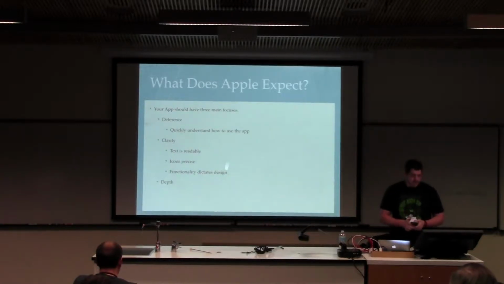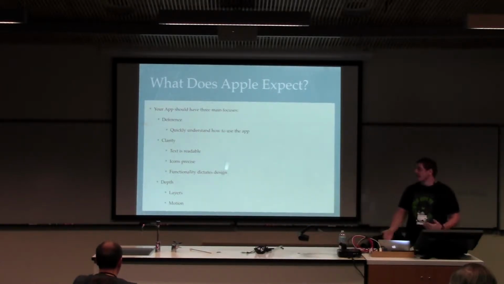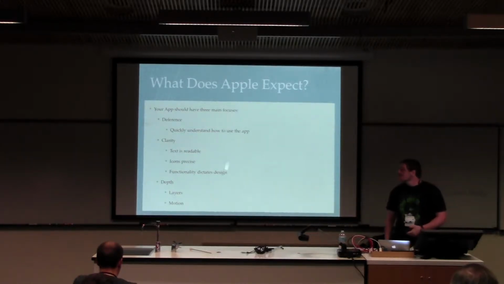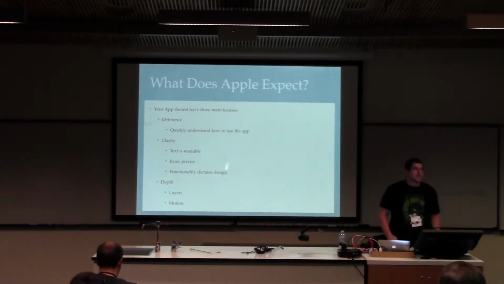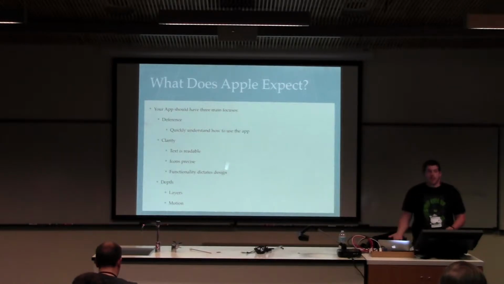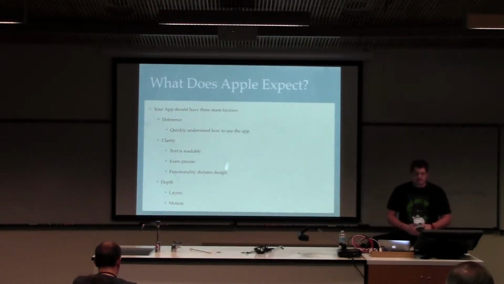The last thing that they want is depth. They want you to use the APIs that are available to you. They want animations. They want motion. You want layers moving in and out. Just make your apps look good. That's the key that they're looking for. Obviously, not every application is going to need motion and animation, but if your app calls for it, throw it in. Nice little touch. They really appreciate it.